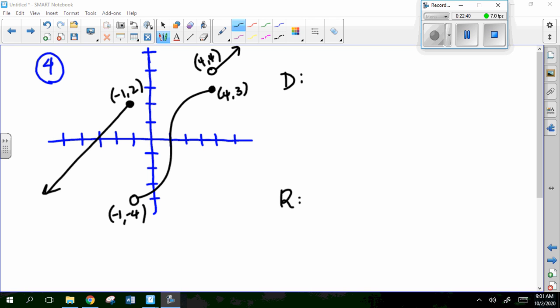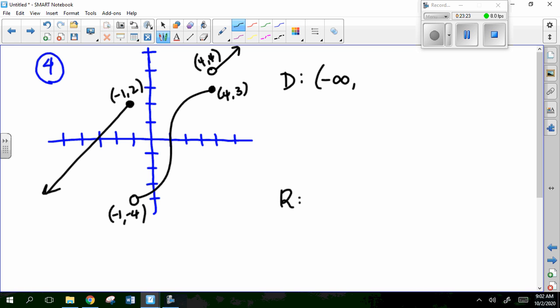All right, so let's take a look at our domain. Remember, you have to read the graph from left to right and see what x values the graph actually touches. So when I start on the left of my graph, it's an arrow. And yeah, I know it's pointing down, but it's also pointing to the left forever. What number is out there? Negative infinity. That means our first piece starts at negative infinity. So that's going to be our first piece of our interval.